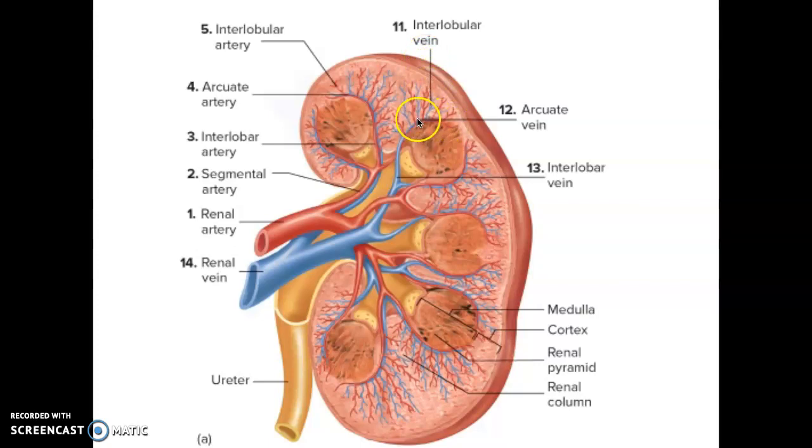Then we have the arcuate veins, again traveling along the boundary between the medulla and the cortex, and they are collecting blood from the cortical radiate veins, and they are delivering the blood into the interlobar veins. The interlobar veins travel toward the renal vein within the renal column right here, and they are collecting blood from the arcuate veins, and they are delivering blood into the renal vein. And we have no segmental veins, by the way. And finally, we have the renal vein, which is going to be draining directly into the inferior vena cava.